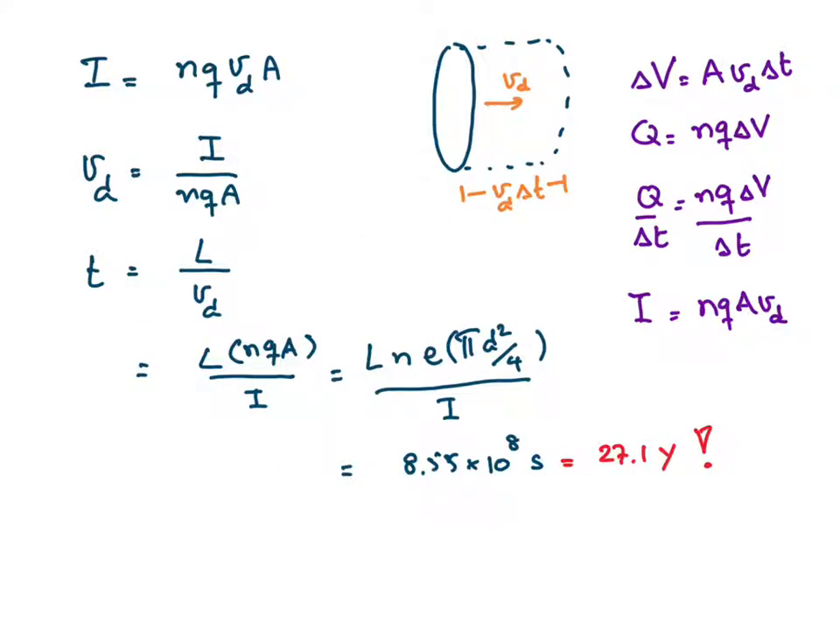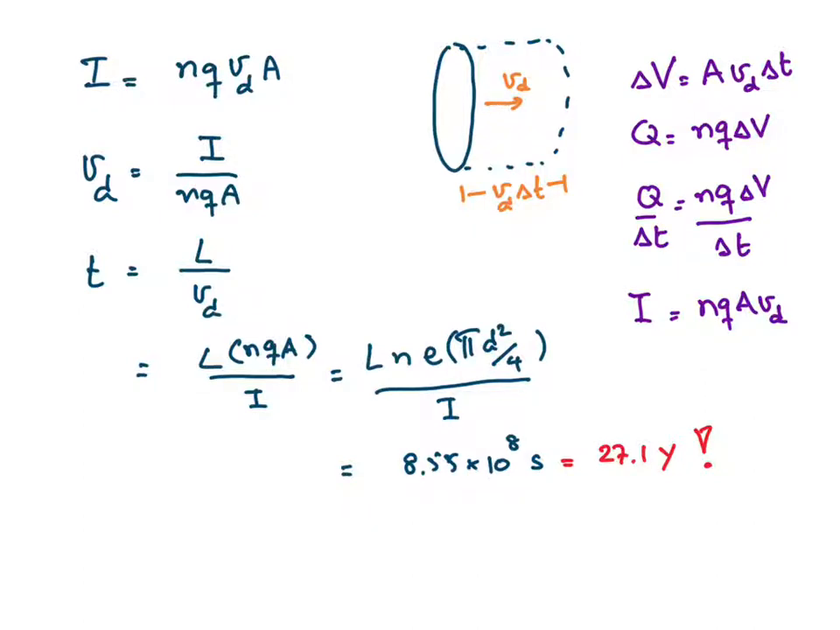We can write that the current passing through the wire is equal to N Q Vd A. Here N is the electron density, the number of electrons per unit volume, and Q is the charge of each electron. So N times Q is the charge density, the charge per unit volume. Vd is the average velocity or average speed, and A is the cross-sectional area of the wire. How can we get this relation? This is quite simple.